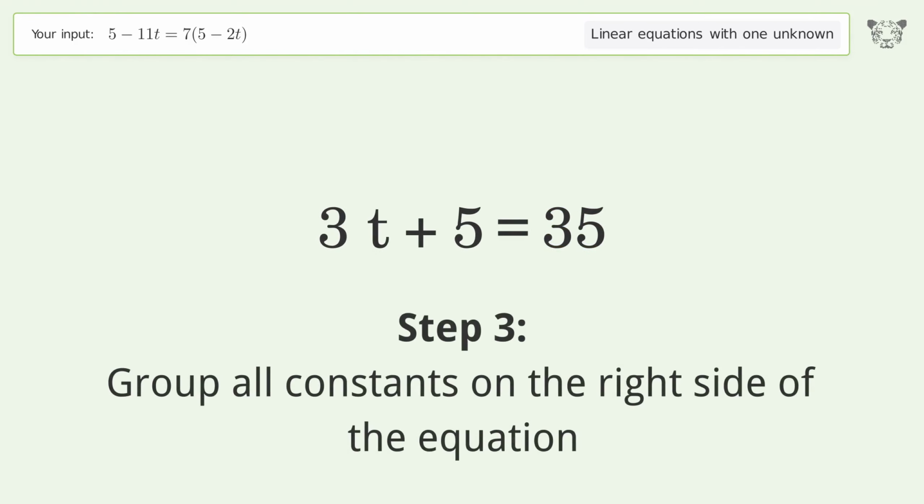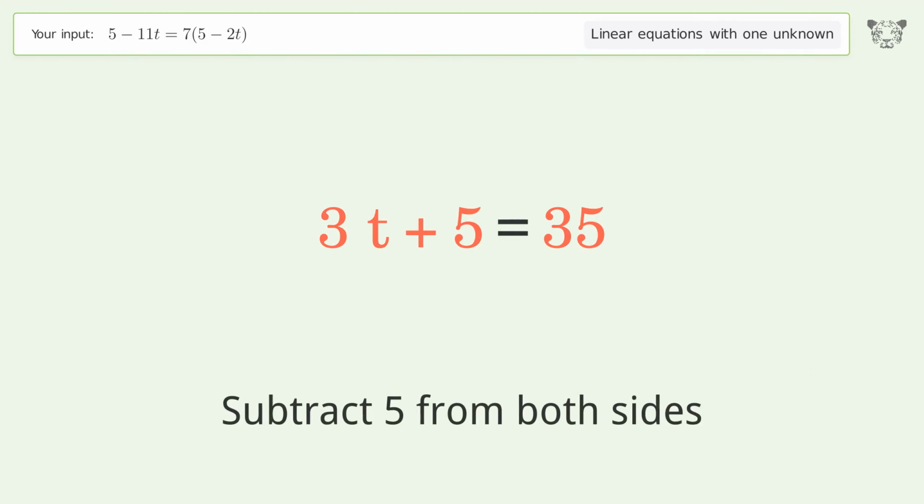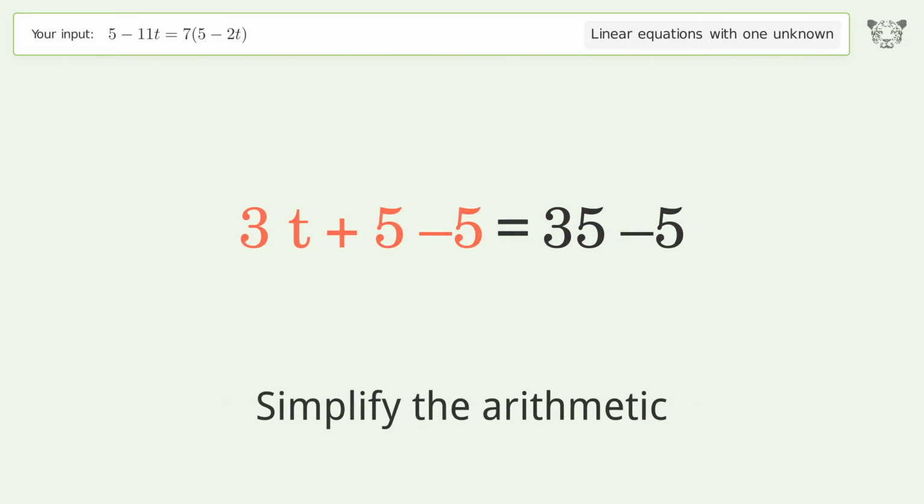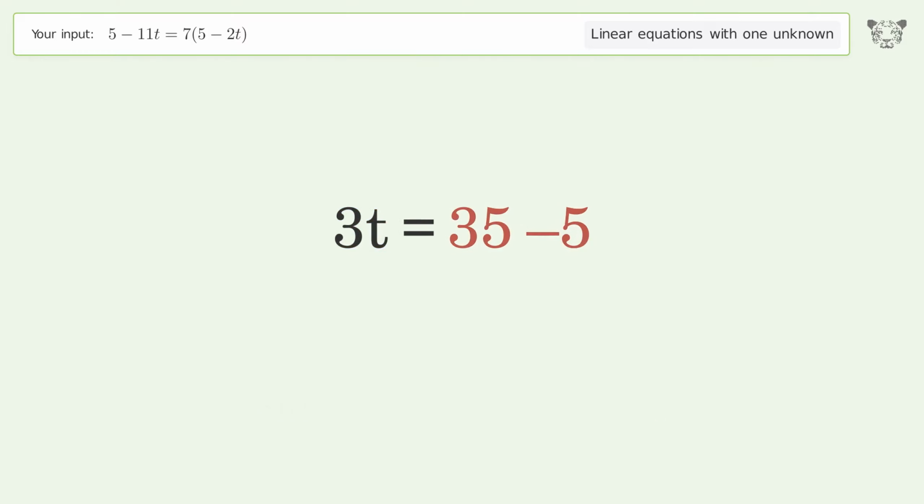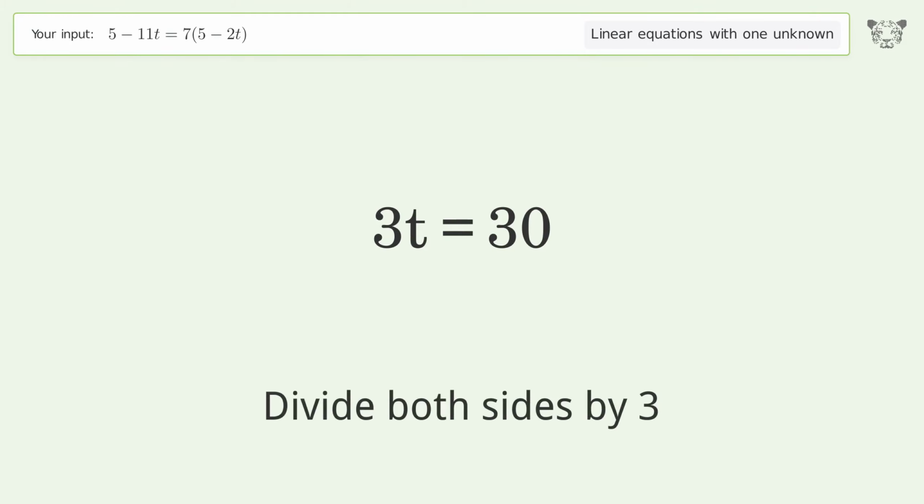Group all constants on the right side of the equation. Subtract 5 from both sides. Simplify the arithmetic. Isolate the t. Divide both sides by 3.